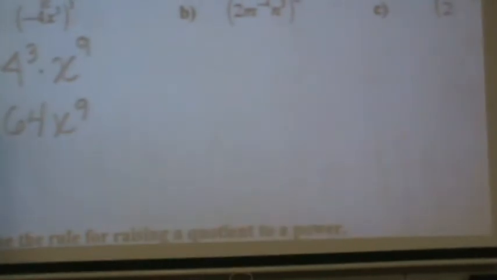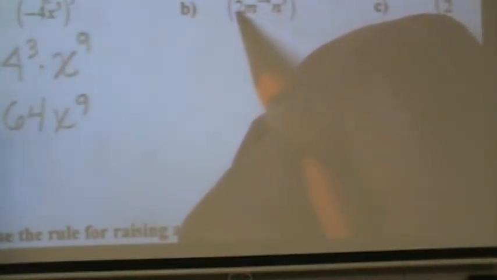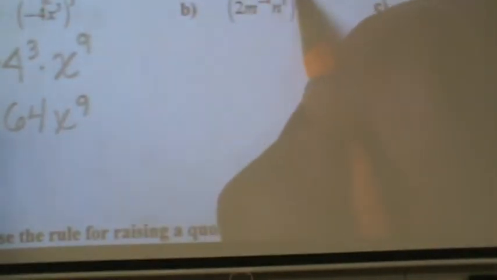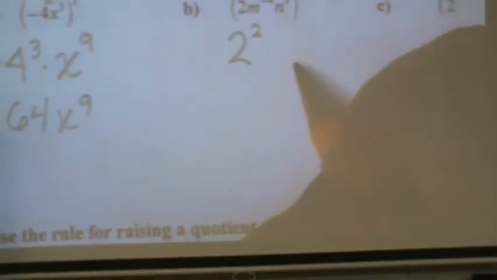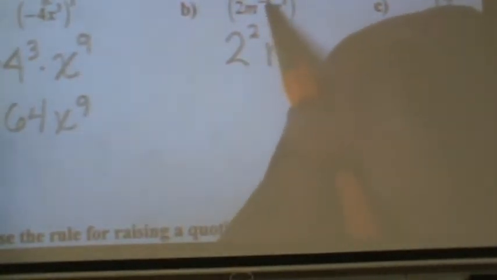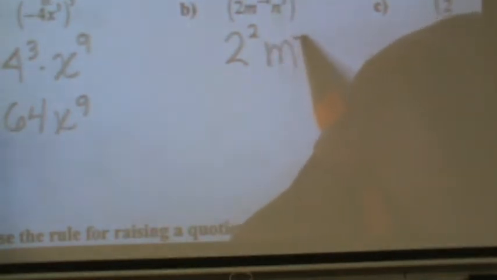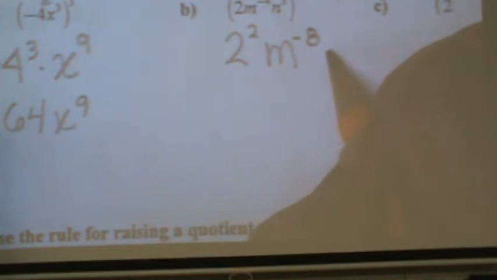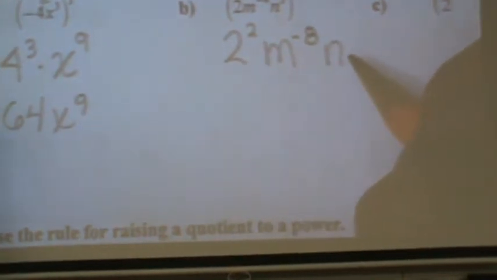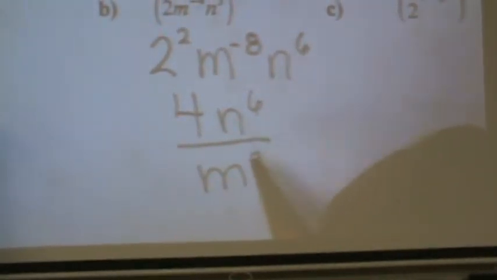B. We've got how many things in parentheses? 3. So we have to square all of them. You've got 2 squared, m to the what? To the negative 8. Uh-huh, and n to the what? 6. A better answer? And then you put the m at the bottom, right? Yes. So it'd be 4n to the 6 over m to the 8. Yep.